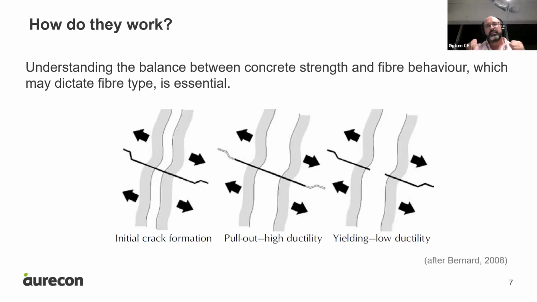If they start snapping, you start losing ductility, and that's an important consideration, because when you start using high strength concrete, if you use the same fiber that you used in a low strength concrete, your fiber might behave completely differently. Where it was ductile, being pulled out, the fiber starts snapping. It's really important to understand this, because we need to consider that the strength of the concrete needs to be compatible with the strength of the fiber.